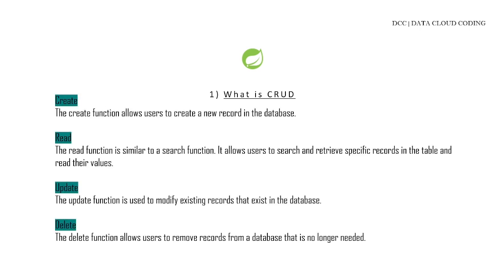So let's quickly go through all the CRUD operations individually. C stands for create. It allows users to create a new record in the database. R stands for read, and it is similar to a search function. It allows users to search and retrieve specific records in the table and read their values. U stands for update. It is used to modify existing records in the database. And D stands for delete, and as the name signifies, it is used to remove records from a database.